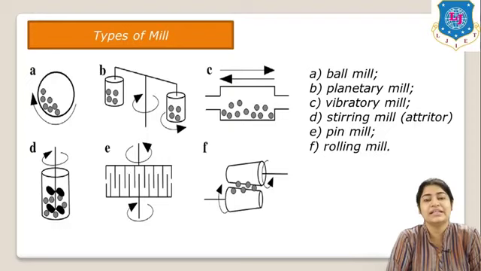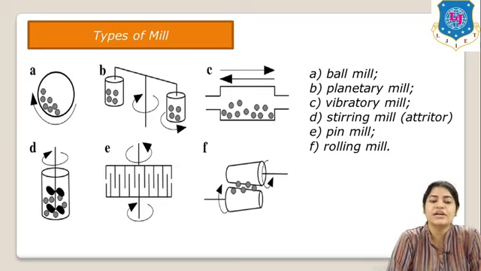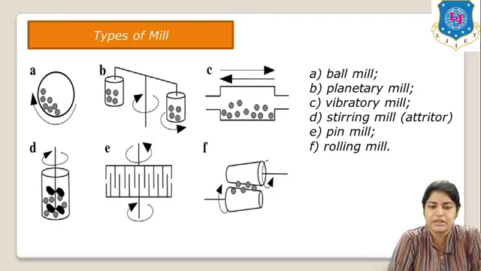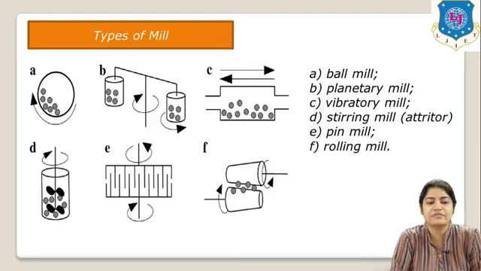Now let's see the types of mill. So here you have 6 figures, the geometric representation of your mills. First is your ball mill. It's the simplest form of mill. Metal balls, ceramic balls or rubber balls, whatever kind of material of construction of ball, that is used in the mill.